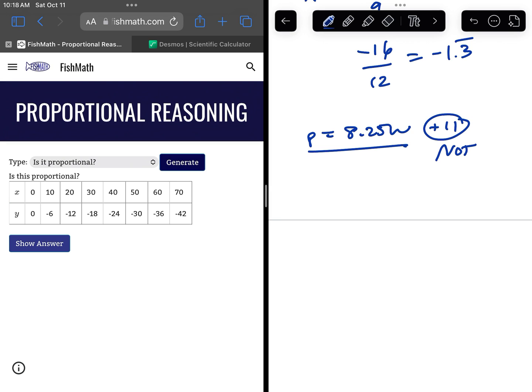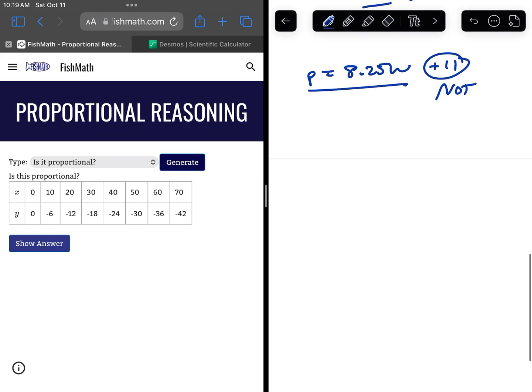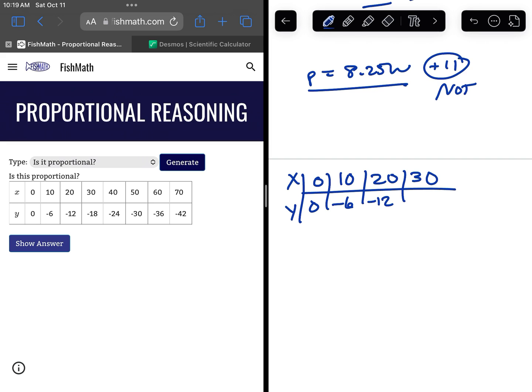Here we go. I see a 0, 0, so that's a good sign. Maybe this is going to work here. So we have our 0, 0. It's not everything, though. We have to check more than just the 0, 0. So let's check 10, 20, 30. So we're looking again to see a couple different things.